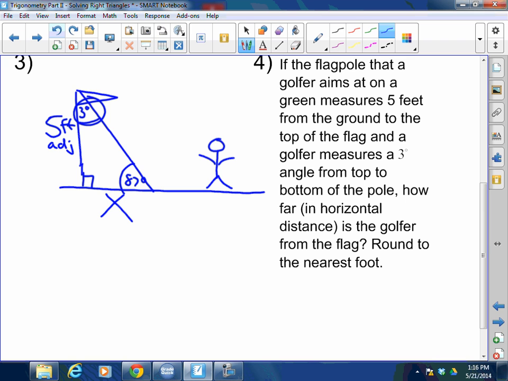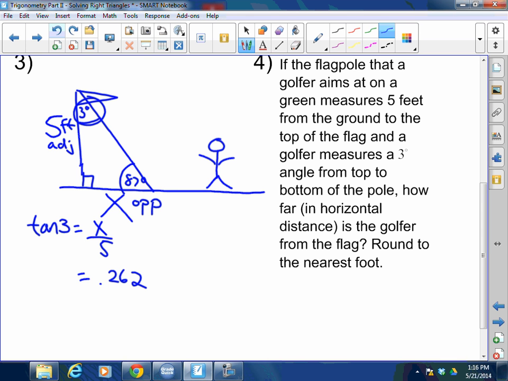From the measure of angle 3, what is the 5 known as? Adjacent. What is the x known as? From angle 3, which ratio has opposite over adjacent? So the tangent of 3 degrees equals opposite over adjacent. Can you please tell me what the tangent of 3 times 5 is? 0.262. That doesn't make sense. That's really close. That's like right on it.